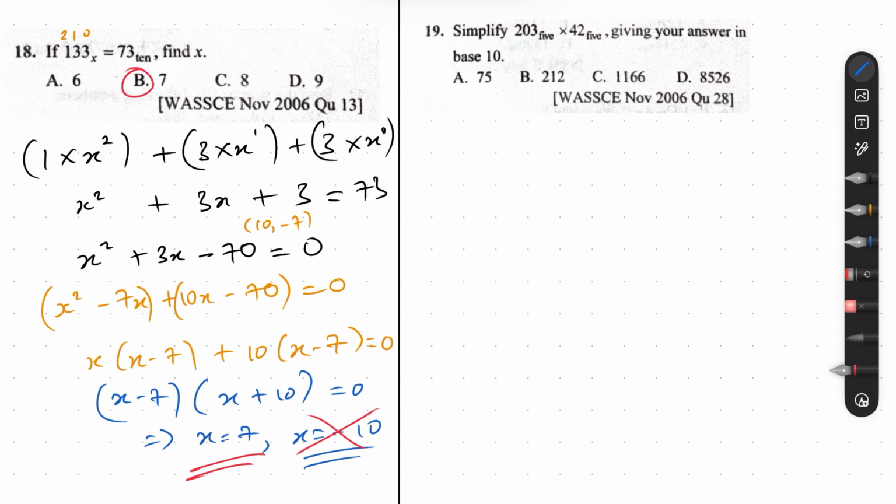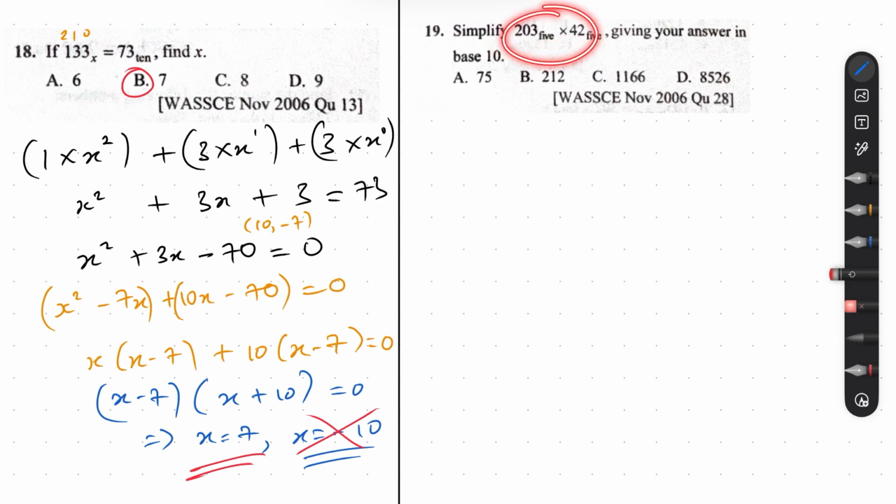Let's move on to question number 19. Question number 19 says simplify this multiplication: 203 base 5 times 42 base 5, giving your answer in base 10. One of the easiest ways to do this is to first convert these two to base 10, then you multiply their results. So let's do that.